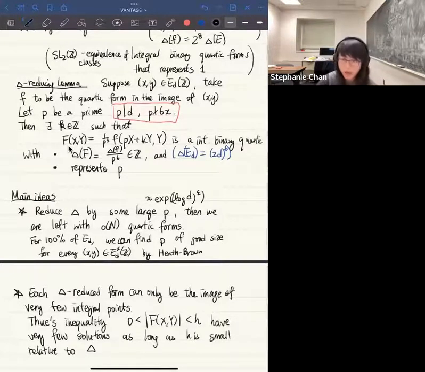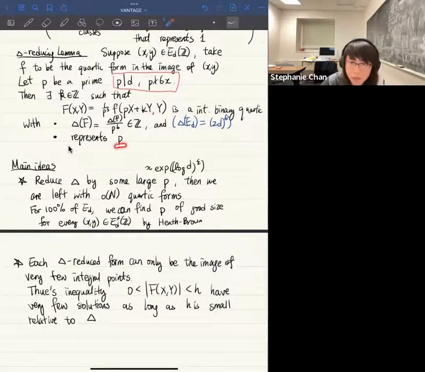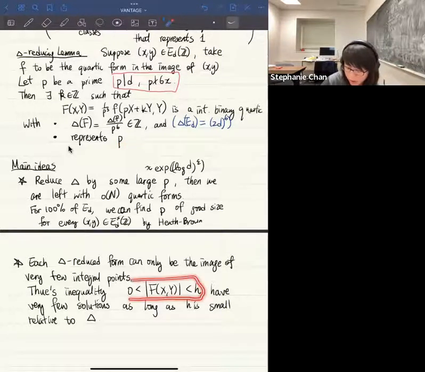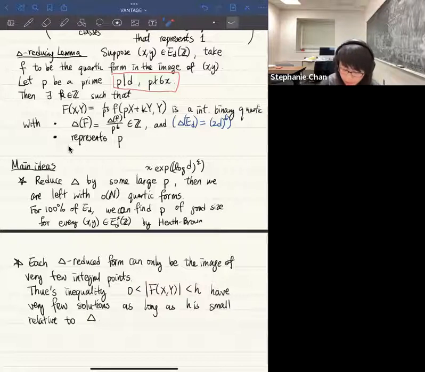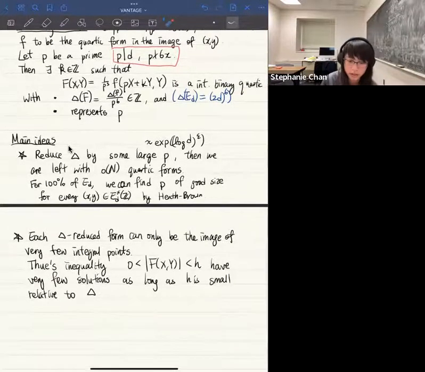So another way to view this is that one integral binary quartic form basically cannot represent too many small numbers, and because by construction each form represents the p that we apply the reduction on, it cannot correspond to too many of these p's, because this Thue inequality cannot have too many solutions. So we can conclude that for the little o of n quartic forms that we have left, each of them cannot correspond to too many integral points. In that way, we get a saving in the number of integral points. So those are the main ideas in the proof.